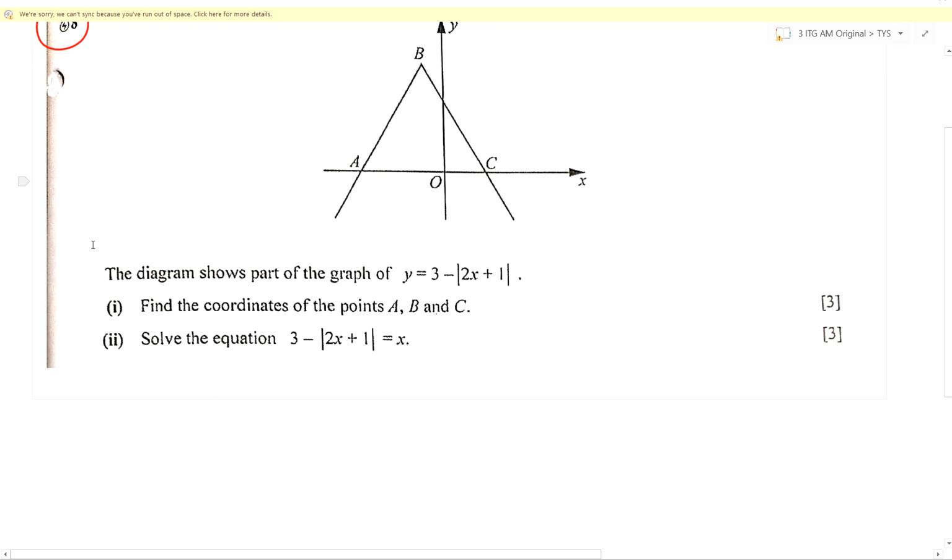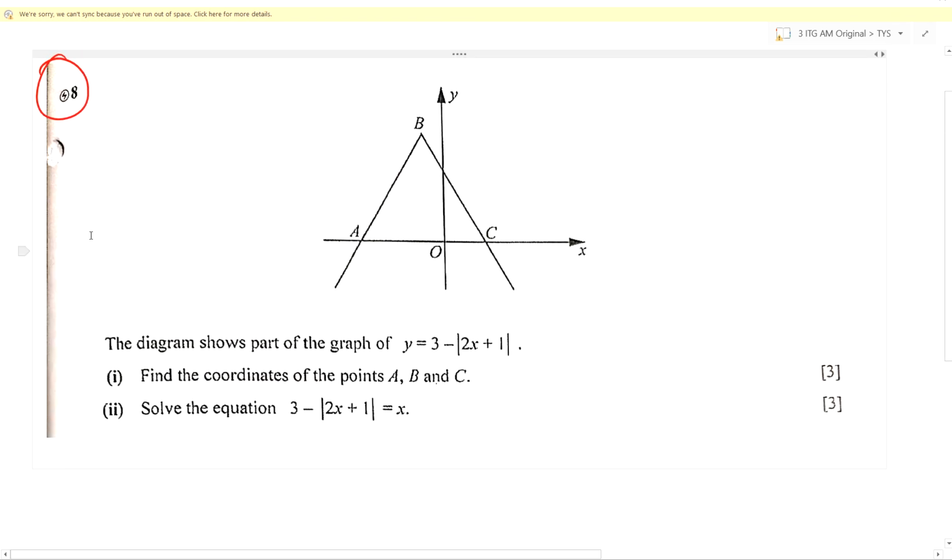Okay, so here we have a modulus graph. Find the points A, B, and C. This is the graph of y equals the modulus of 3 minus 2x plus 1.